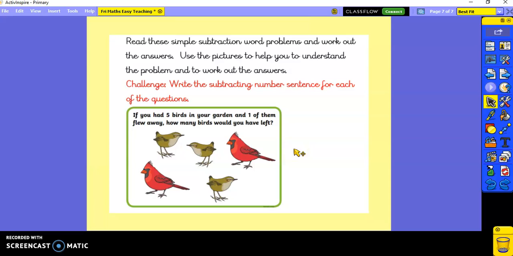But remember, if you haven't got a printer at home, that's okay. You can still use the screen to look at the workings out or look at the pictures, work out the answer and write it on a piece of paper instead. So I'll read this first one out to you so you can get started. If you had 5 birds in your garden and one of them flew away, how many birds would you have left? So how would you work out the answer? Show it to me, and then you can write down your number sentence as part of your challenge.